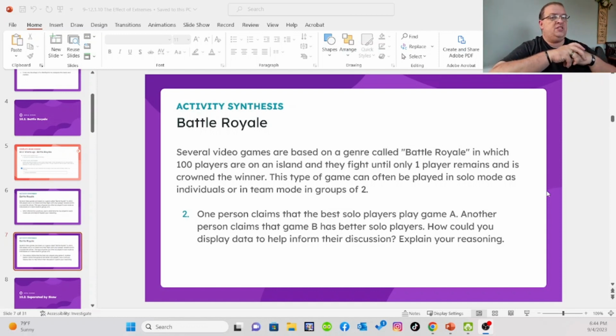Or you might specifically look at who has the better best player. So you look for that maximum value in whichever stat you chose and compare just the maximums to each other. You might compare the minimums. You might say one game's worst player is better than the worst player in the other game, therefore the first game has it. There's a lot of different ways that you can present statistics.